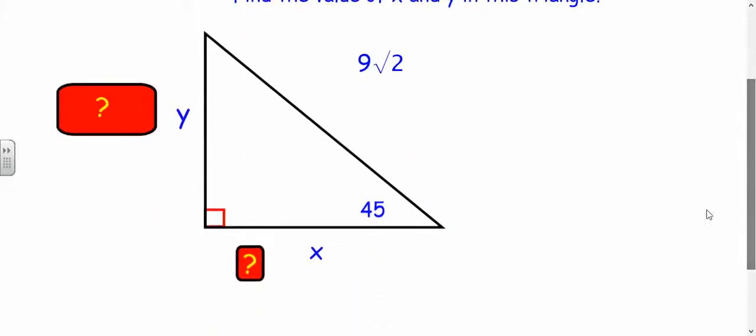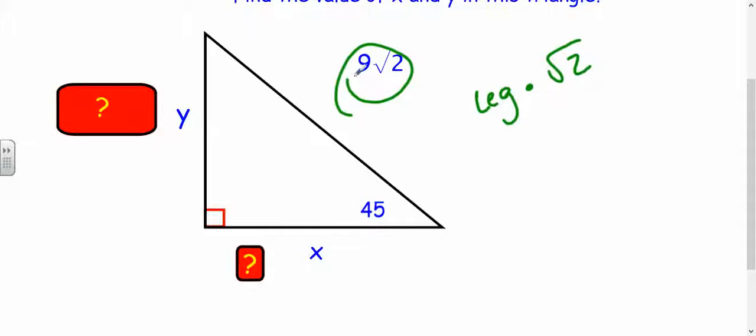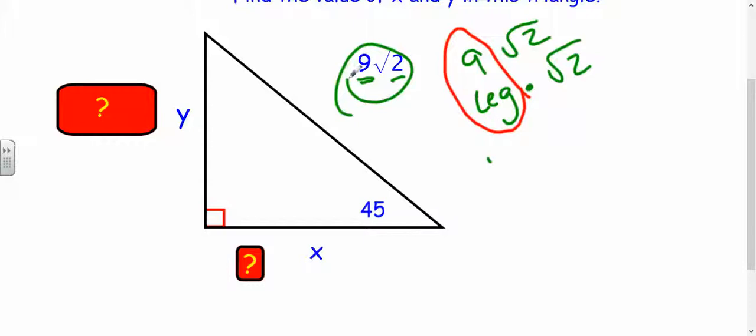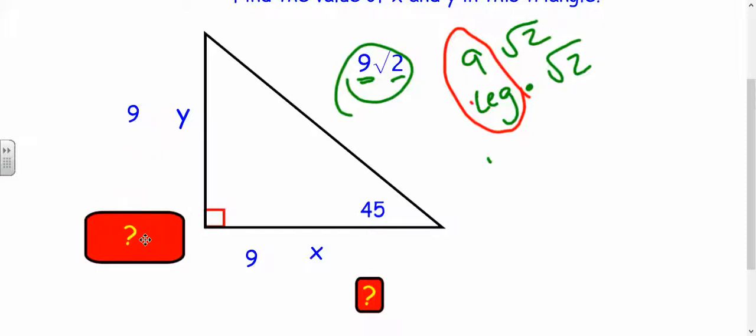Let's look at this one. Again, 45, 45, 90. This time, though, they're only giving you the hypotenuse. So you have to remember that the hypotenuse is the leg times the square root of 2. So if I look at this, 9 square root of 2, that means the leg is what? That's right, the leg is 9. Okay? So if this tells us the leg is 9, then what are these other values? X is 9 and Y is, that's right, 9.